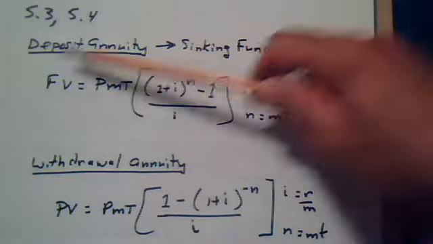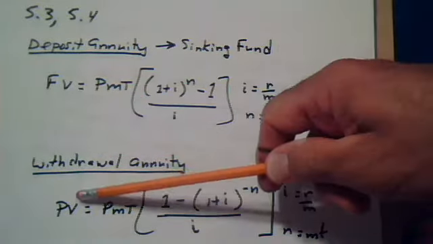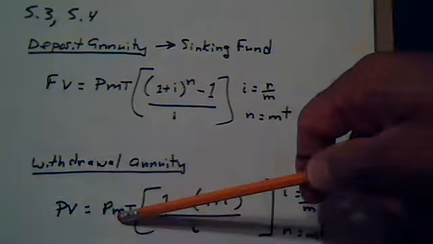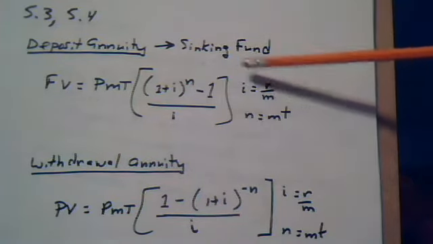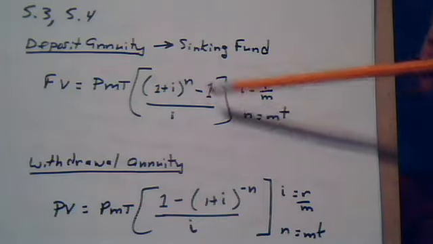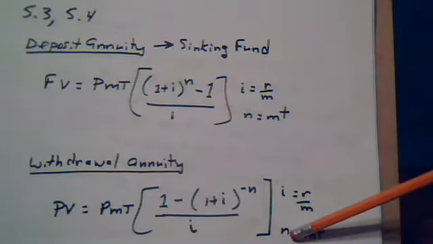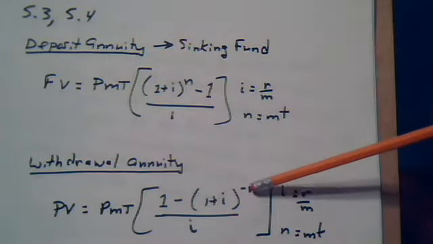So this one goes in this direction. The deposits will build up to the future. And in this one, you already have this in the present and you're going to withdraw till the balance is zero. Notice the formula is pretty big. This I is defined out here. This is what the I means. This is what the N means. And both of them have an I and an N. Notice this N is a positive power, but this N is a negative power.